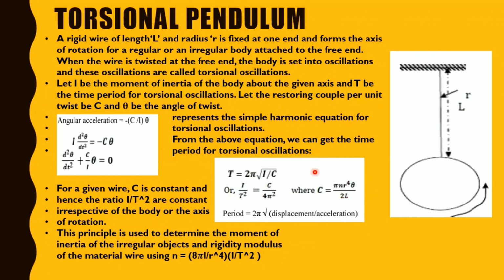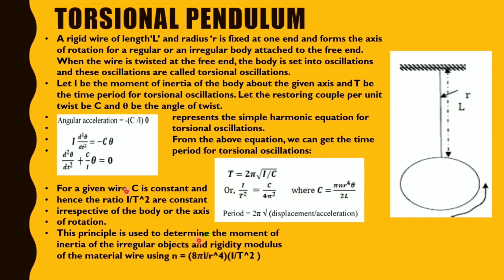As I told, in the torsion of the cylinder we got this C, which we will put in this equation. When we put this in this equation, ultimately we get that n is equal to 8 pi by r to the power 4 into I by T to the power square. Sorry, this is 1 by r to the power 4 into I by T square. So when you put this equation, you will simply get this n, that is the rigidity modulus.